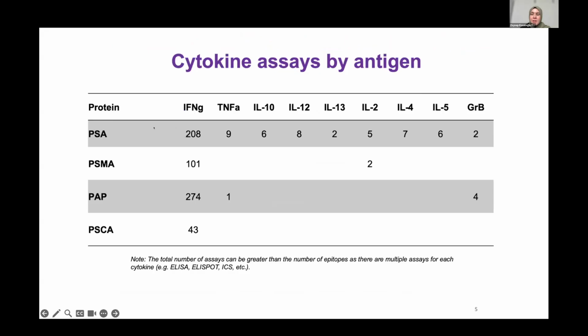Next, we look at the specific cytokines that were measured in these T-cell assays, and we can clearly see that interferon gamma dominates across all the antigens. So we have the highest numbers measuring interferon gamma. We also have a few of the other cytokines like TNF-alpha, IL-10, IL-12, and so on. But these are only in the single digits, and we only have them for PSA, which is the most studied antigen. And for the other antigens, we only have sparse data regarding these cytokines, which again highlights a study bias and a gap in our knowledge regarding these antigens.